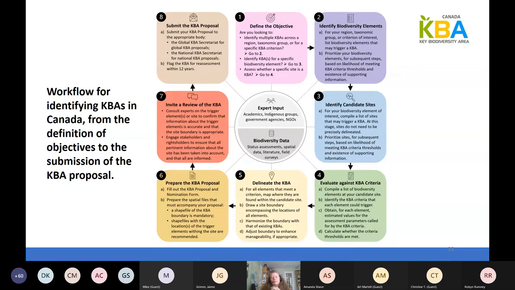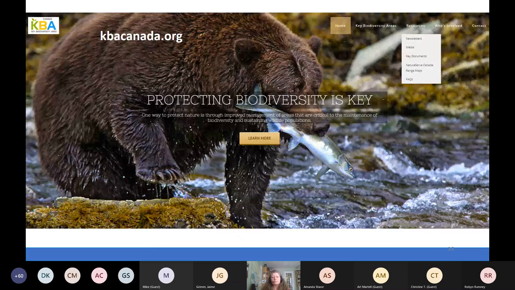It will be ground truthed in the local areas, reviewed through a fairly significant process. And then next, a proposal is created using a standardized template, which then undergoes another external review process. Once a KBA is reviewed and accepted by the Canadian or the Global Secretariat, depending on which level it is, it will be published in an open source database. And so we're in the process of all of that as we speak.